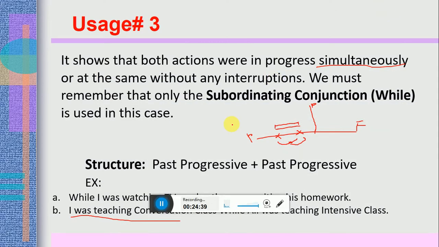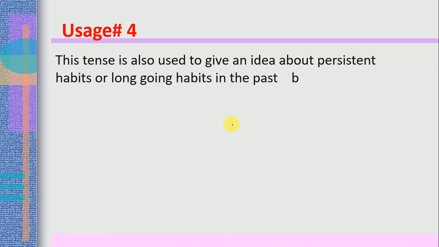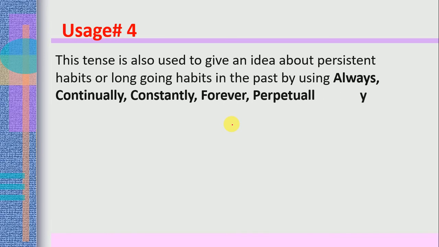Okay, I hope you understand this. Next we have the fourth usage of past continuous tense. This tense is also used to give an idea about persistent habits or long-going habits in the past by using always, continually, constantly, forever, perpetually, repeatedly, and so on.